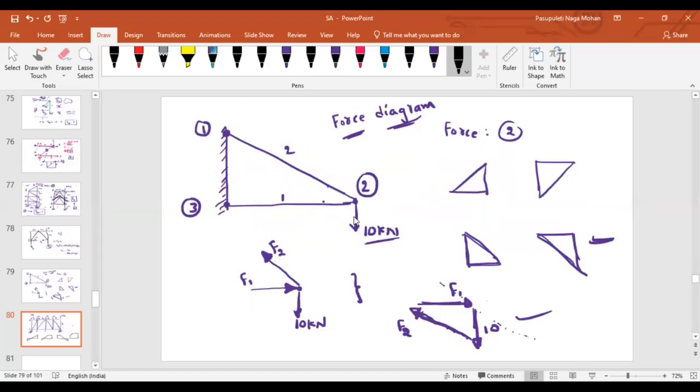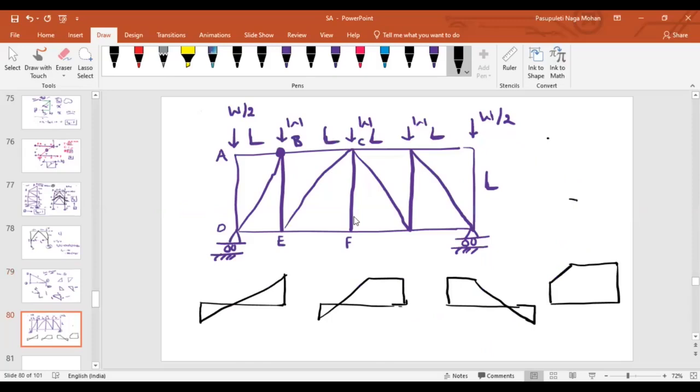See, each force represents either the force in a member or the load applied at that joint, right? Yes, sir. Let's see this problem. Let's come to this joint. If you come to this joint, can you tell me what about the force in this member AB? Zero, sir. Zero, because there is no horizontal load.